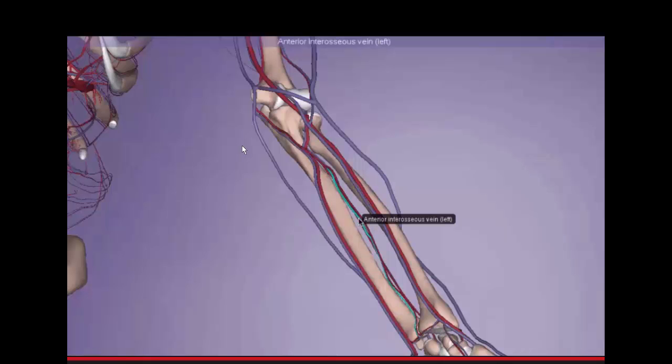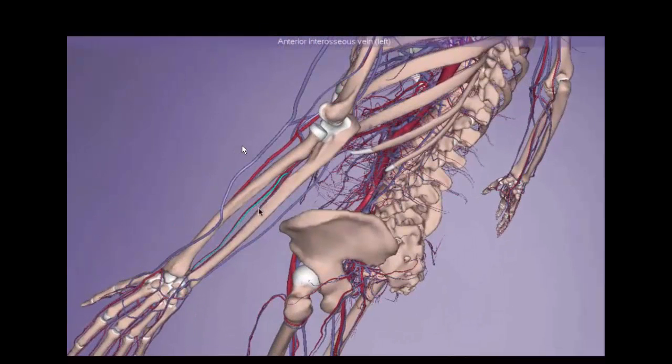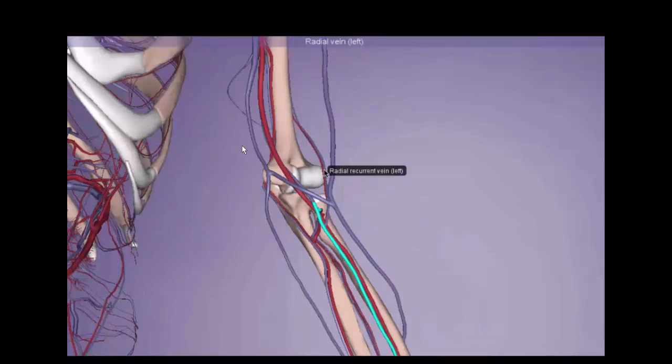Here's the ulnar vein with the ulnar artery, anterior interosseous vein, anterior interosseous artery, and so on and so forth. Here's the posterior interosseous vein and artery, radial vein, and the recurrent arteries and veins. Because we have so many parallels between the arteries and veins, very often we will ask of you just to go ahead and remove those veins.